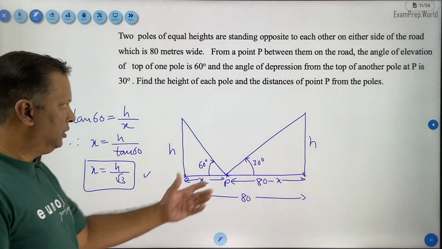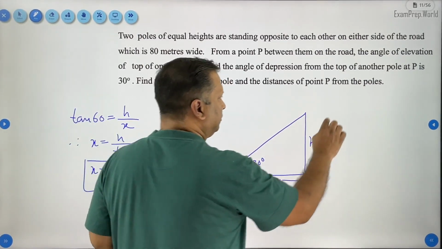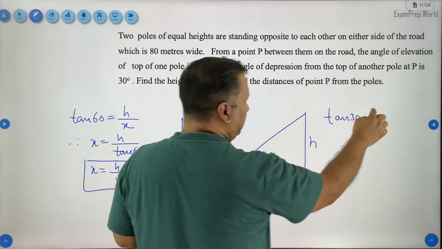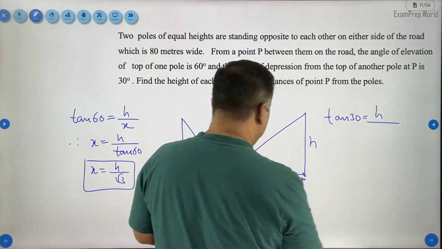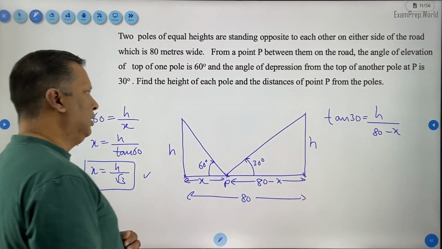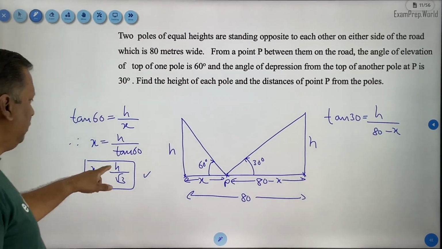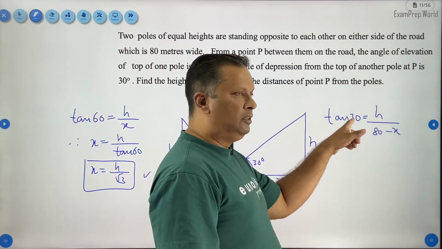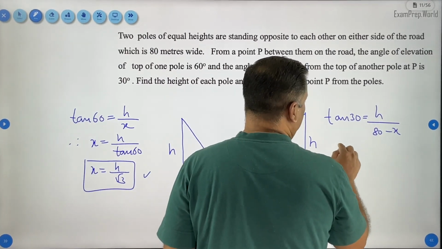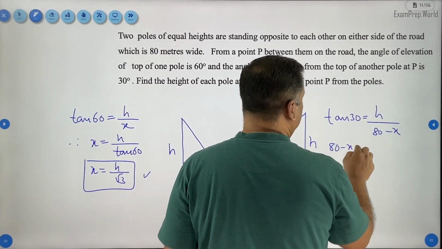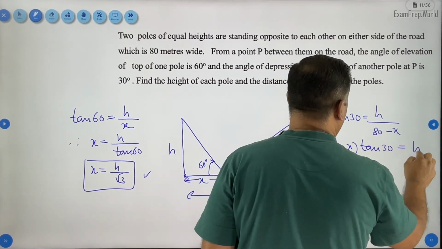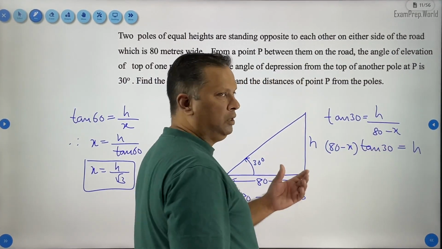Now let's begin the other side. Now in this triangle we can write tan 30. For tan 30, opposite is h, and this is 80 minus x. Okay. And what is the x value? h upon root 3. And what is tan 30? 1 upon root 3. So 80 minus x times tan 30 is equal to h. So if you solve this, you will get your value.